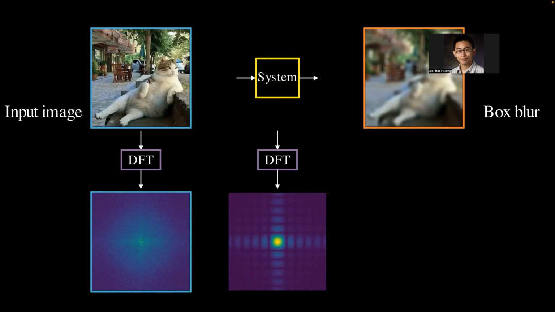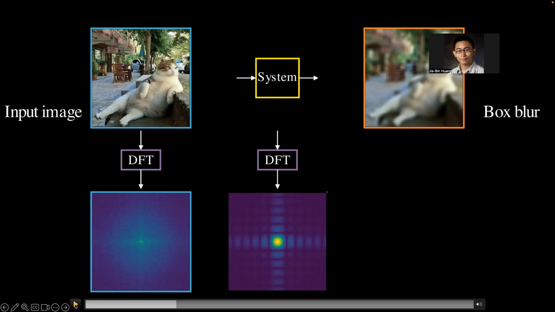Okay. So now in this box filter, if you take the box filter and apply the DFT, what you find is this. This is the frequency transform of the box filter. There's a name for that. It's called the sinc function.